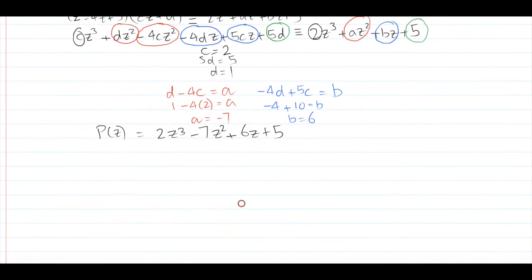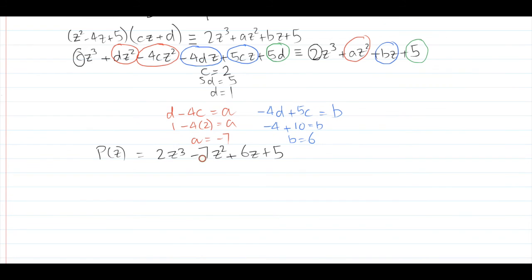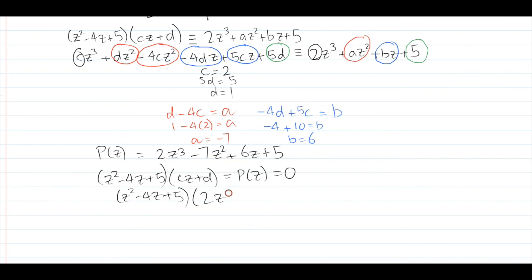Now this step is not that much different. So the next step would be, we want to find the solution, right? We know that z squared minus 4z plus 5, times cz plus d, that would give us p(z), right? And we just want p(z) to be equal to 0. How would you solve for that? Well, do you know what the values of c and d are? Yes, we do. We already did that. c is 2 and d is 1. We just want that equal to 0.